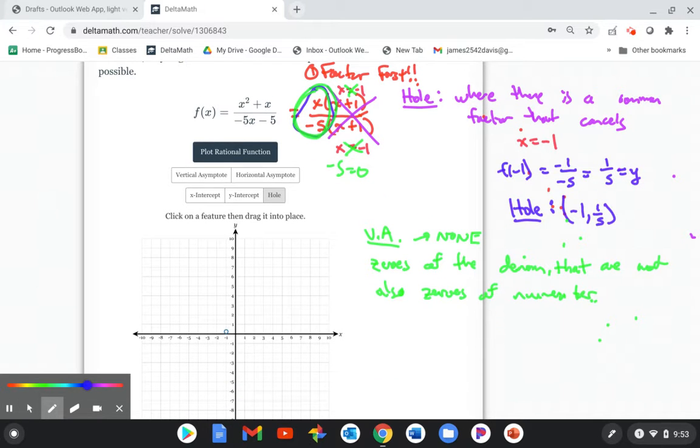For the horizontal asymptotes, take a step back. The horizontal asymptotes are not zeros of the numerator, sorry. Horizontal asymptotes, there's 3 rules for that, and hopefully you wrote these down. The first rule is we're going to see if the bigger power is on top.